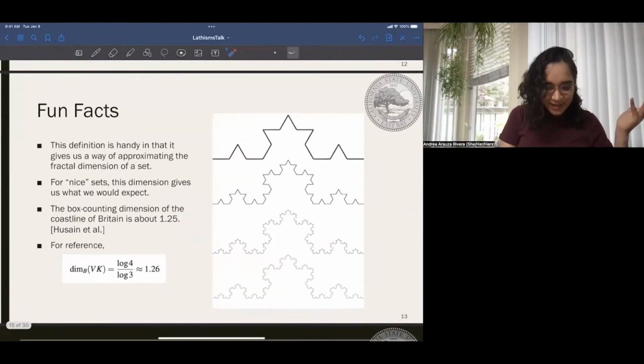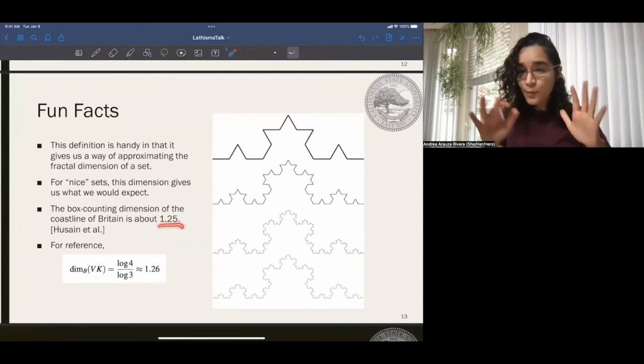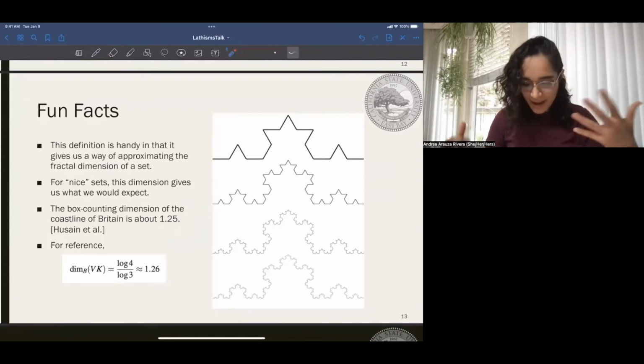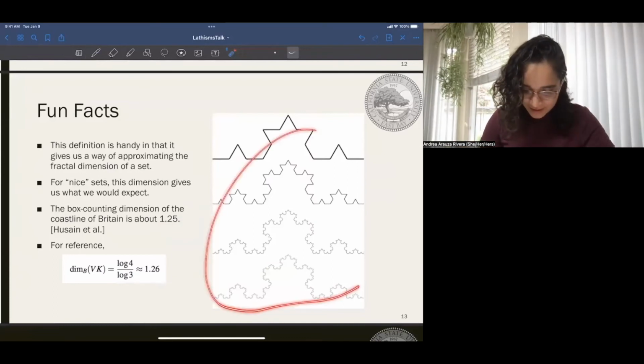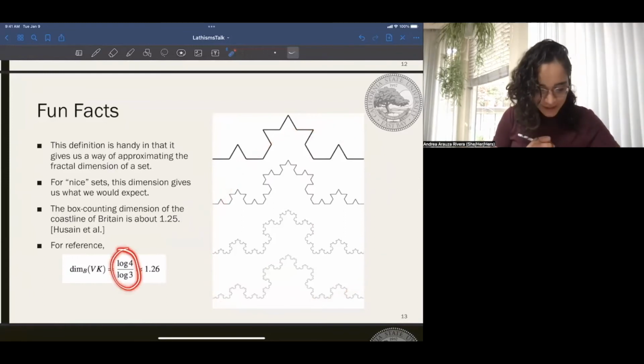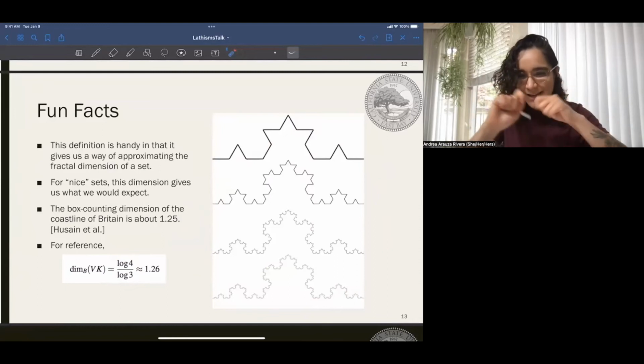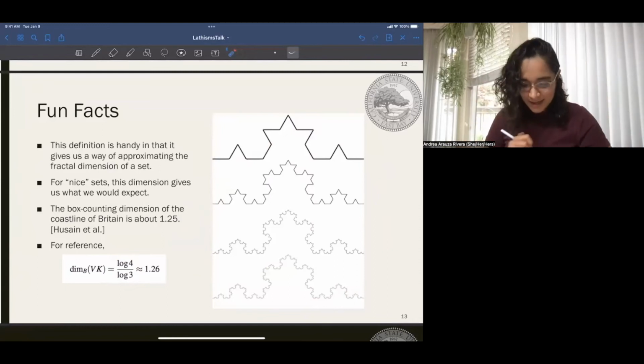So I started this section by talking about the coastline of Britain. If you're curious, the box counting dimension of the coastline of Britain is somewhere around 1.25. And for reference, here's a fractal shape called the von Koch curve. This one has box counting dimension log 4 over log 3, which is approximately 1.26. So in some ways, the infinite jaggedness that this shape has is similar to the coastline of Britain, right? This infinitely jagged sort of shape.